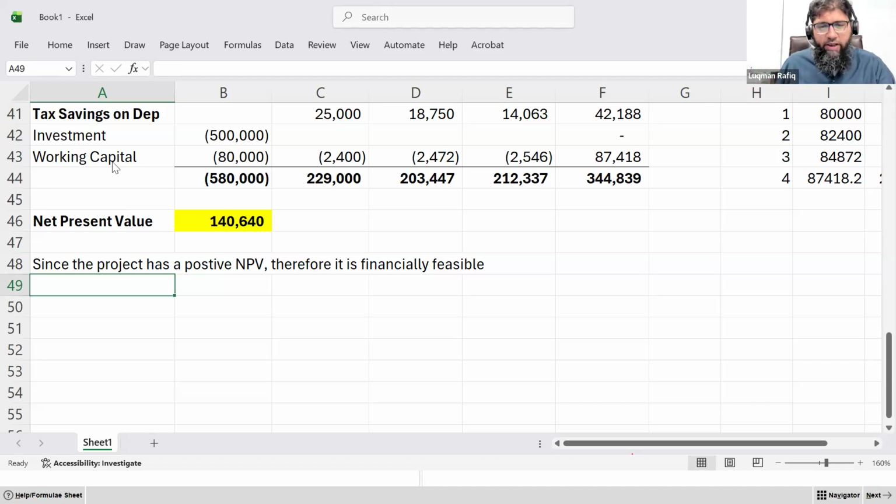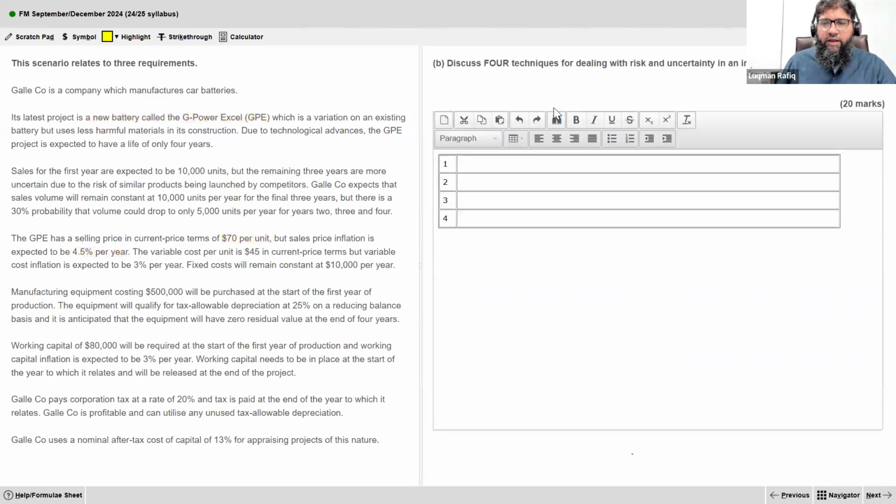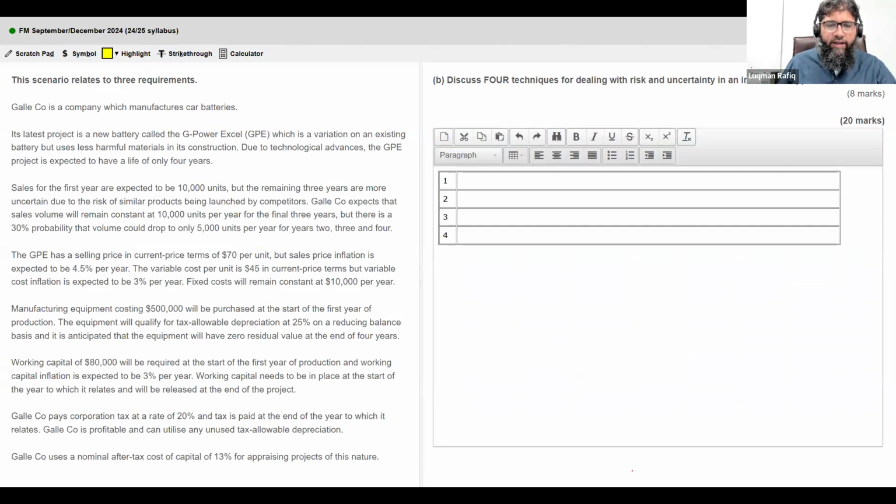Right? All good? Okay, let's move a bit forward. So what is the next part of this question? The next part of this question is: discuss the four techniques for dealing with risk and uncertainty. So we have to talk about the four techniques that are used for dealing with the risk and uncertainty.